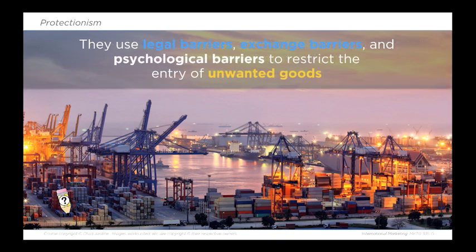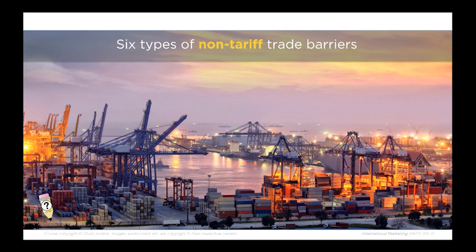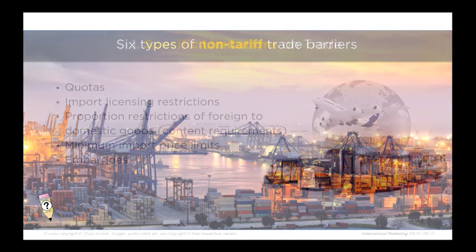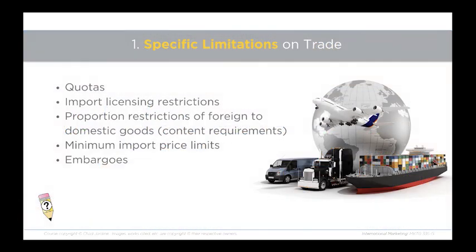It can be legal. It can be effective barriers to exchange. And there can even be psychological barriers to trade. So I've got 6 types of non-tariff barriers to give you an idea of just the breadth of the lengths that countries will go to enact protectionist policies. First one is quotas. So we saw that example of the textiles. So we're going to reduce the amount we allow into the country.